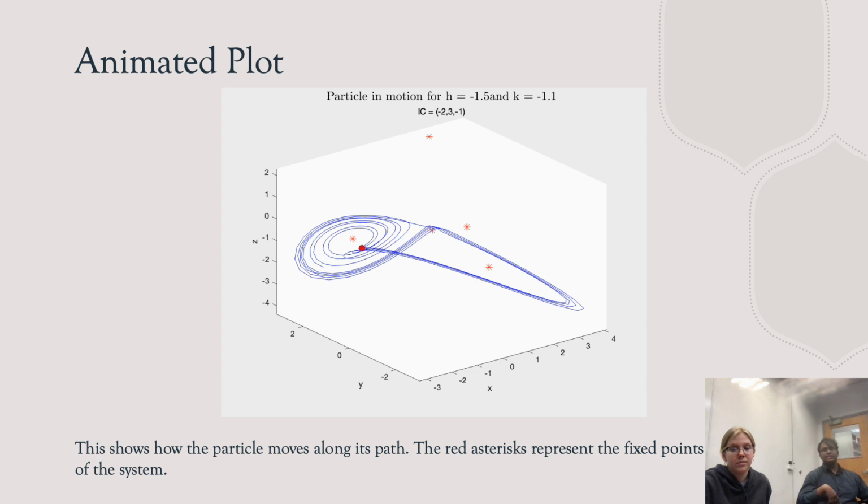Of course, the red stars represent the actual fixed points in the system as well. And you can see in this case, the particle stays in the limit cycle for a little and then falls out, but then comes back into it.